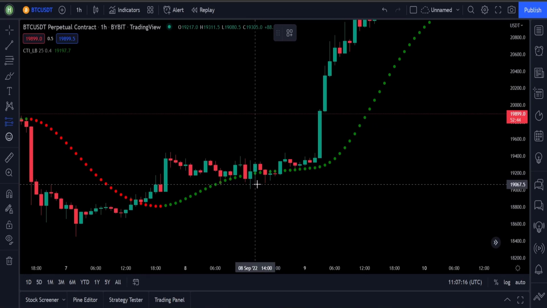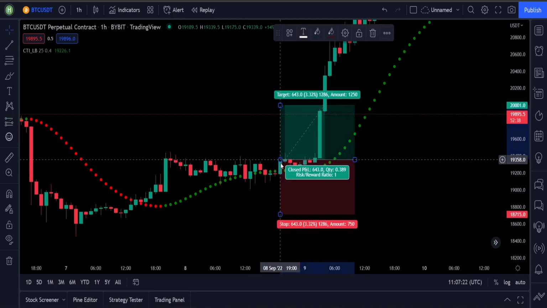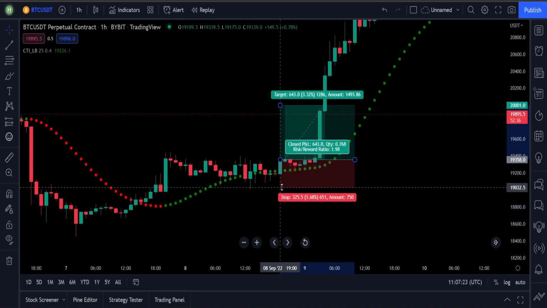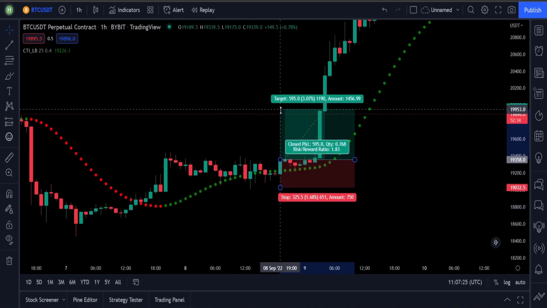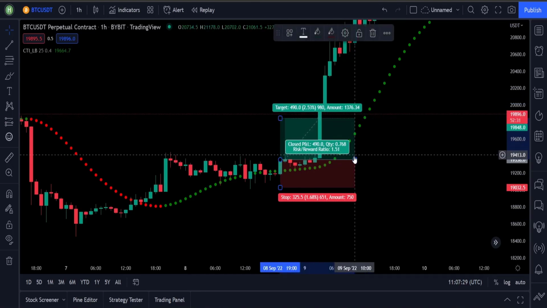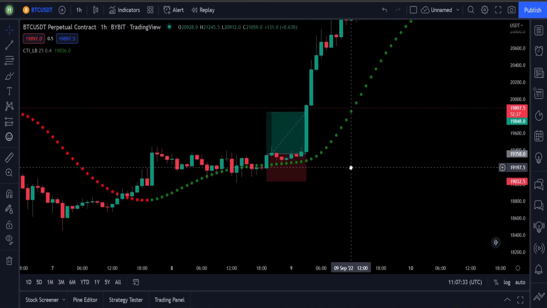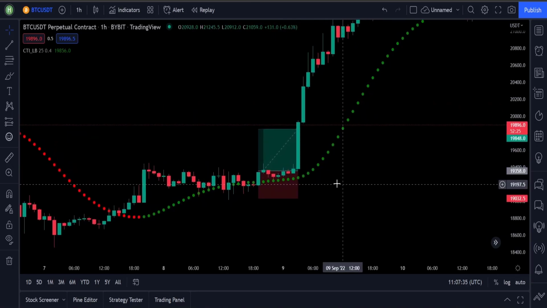If one of the dots changes color to red, the setup is automatically invalid. A buy order will be placed at the close of the candlestick that broke above the green dots. The stop loss will be set at the recent swing low. The take profit target will be set at 1.5 times the risk. As we can see, only this indicator can also give us profitable trades.